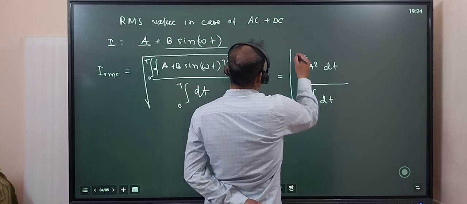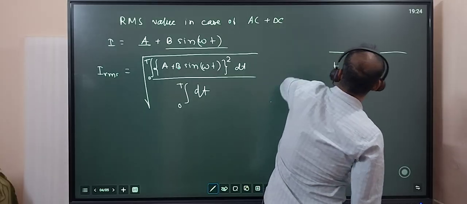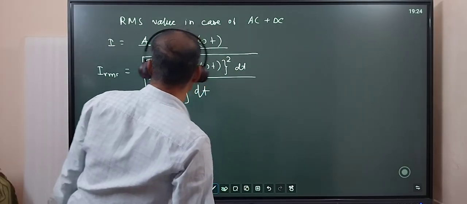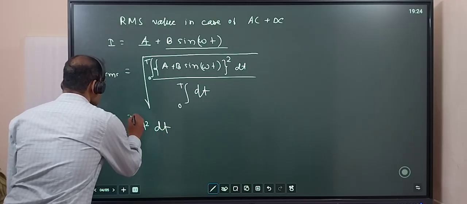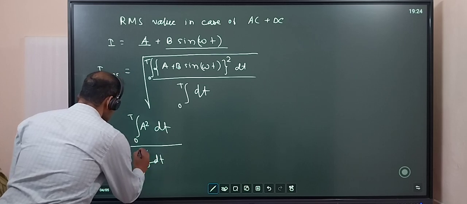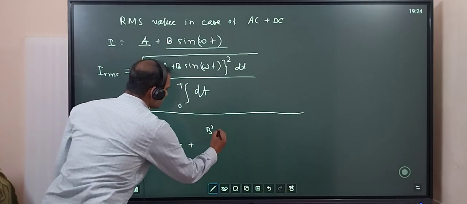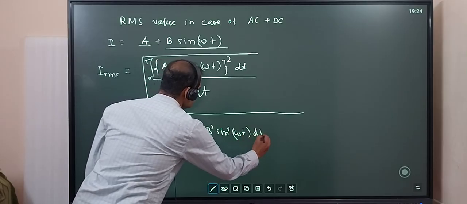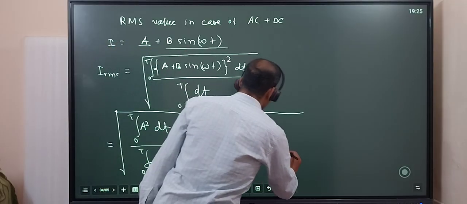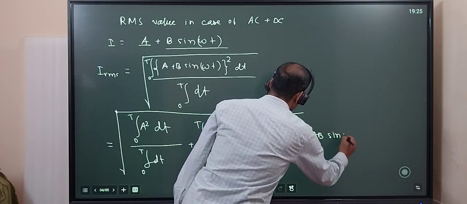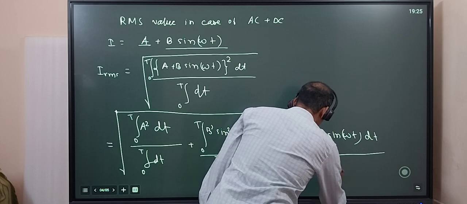Okay, looks like I should not have written this thing here because enough space is not there. No problem. So this will be A square dt, integration 0 to T, divided by dt, 0 to T. Okay, this is the first term. The second term will be B square sine square omega t dt, 0 to T, divided by dt, 0 to T, and the third term will be 2AB sine omega t dt, 0 to T, divided by dt, 0 to T.